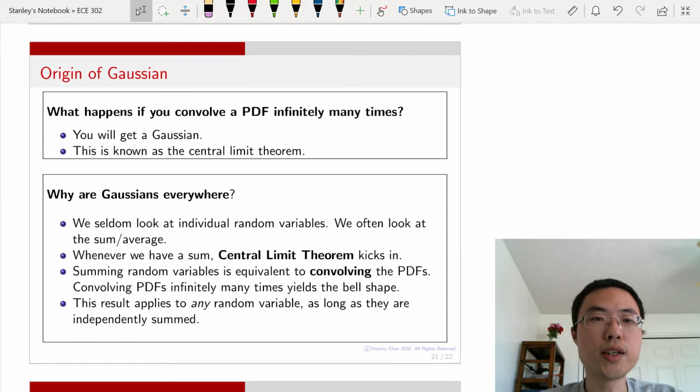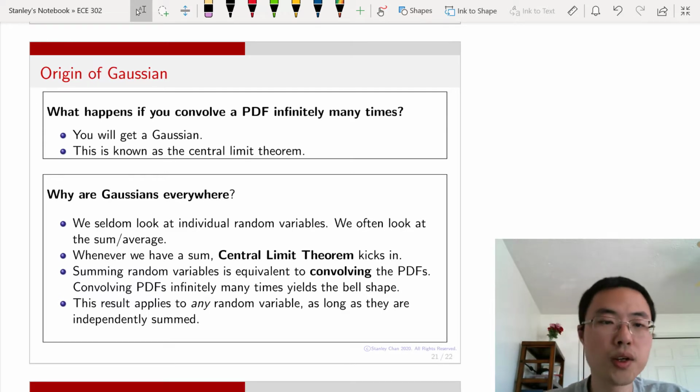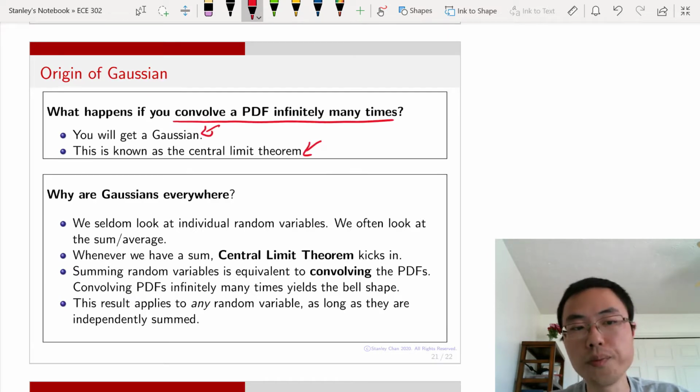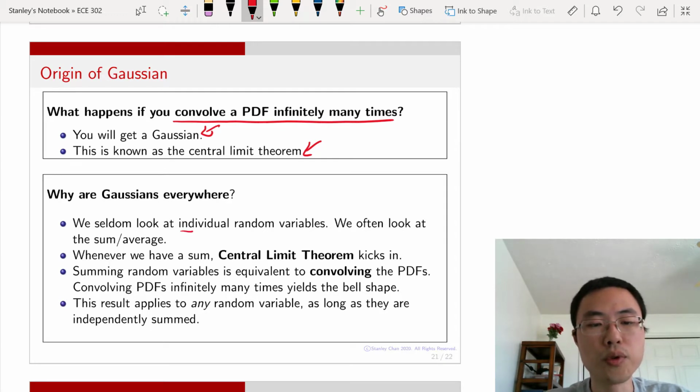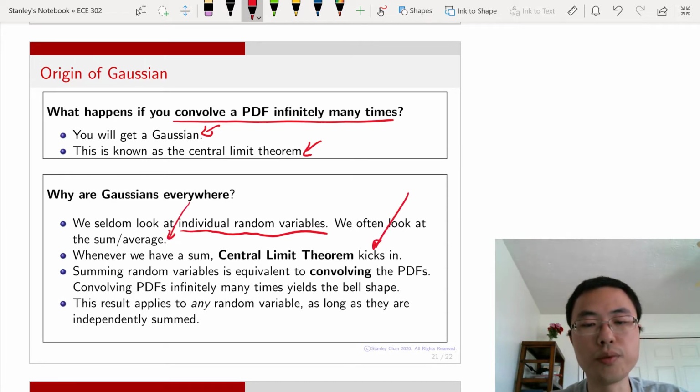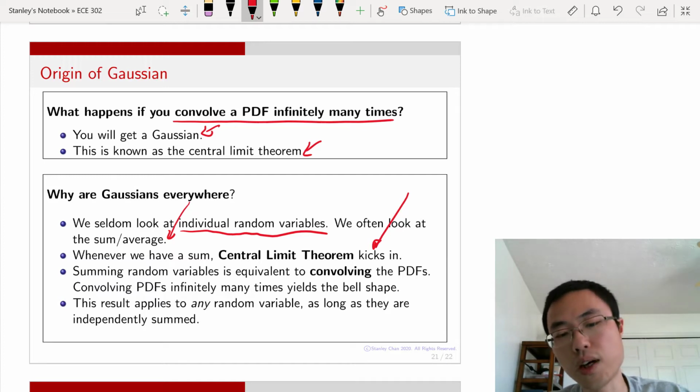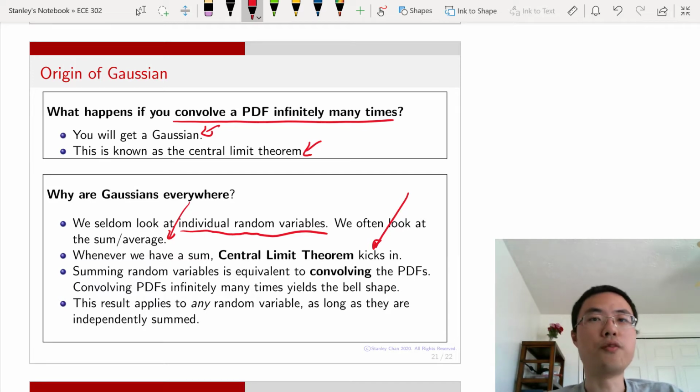So what is the origin of the Gaussian? You get a Gaussian by summing random variables. What happens if you convolve the PDF infinitely many times? You will get a Gaussian, and this is known as the central limit theorem. Why are Gaussians everywhere? We seldom look at individual random variables. We often look at the sum and average. And whenever you look at the sum, the central limit theorem kicks in. And if you try to sum, it's equivalent to this convolution.